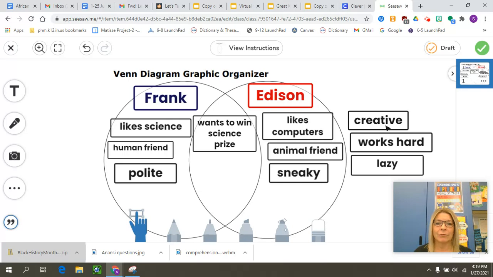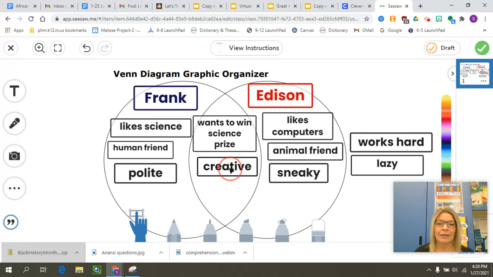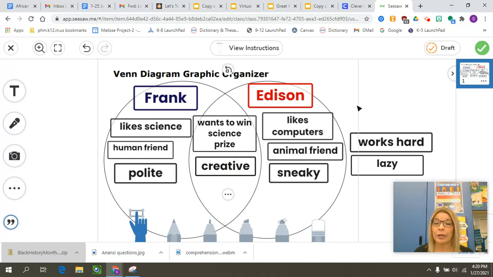What about creative? Which character do you think is creative, or are they both creative? I'm going to put that in the middle. And if I want to support my ideas, I think they're both pretty creative. Frank's really creative designing those science fair projects and the robots, but Edison is pretty creative too. I mean, he did the bug drone, he figured out how to spy on Frank. That takes some creativity, maybe not a very positive way to be creative, but I think that I could prove he's still a pretty creative character.